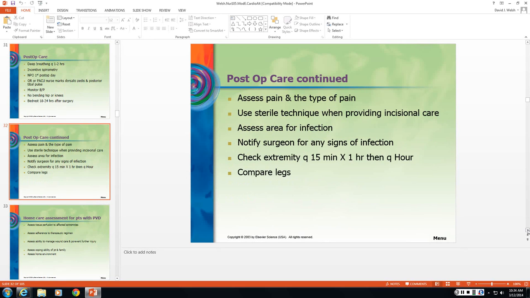Also, you're going to assess for pain. You want to know what type of pain it is and where it's located. You're going to use a sterile technique when providing any kind of incisional care, because you want to assess for infection. You want to keep that area clean and away from any kind of infection. You're going to notify the surgeon if you see any signs of infection in that area. You're going to check the extremities about every 15 minutes for an hour, and then hourly. You want to compare both legs: the pulses, the color, the coolness, the temperature, all that stuff.